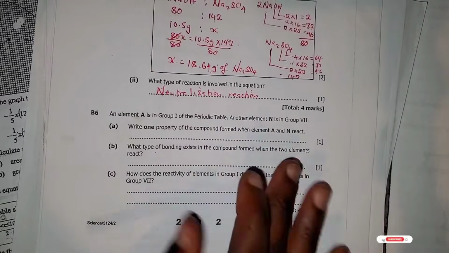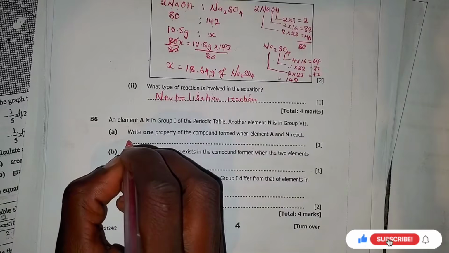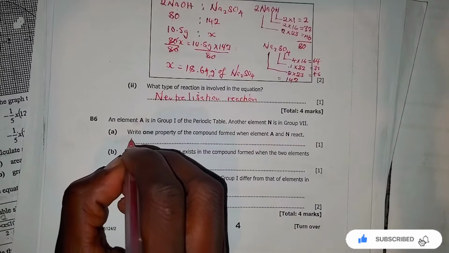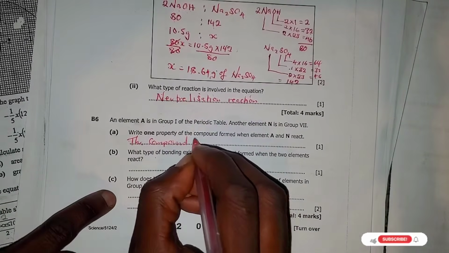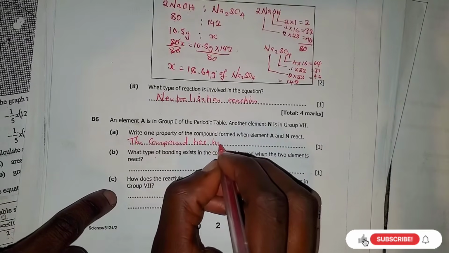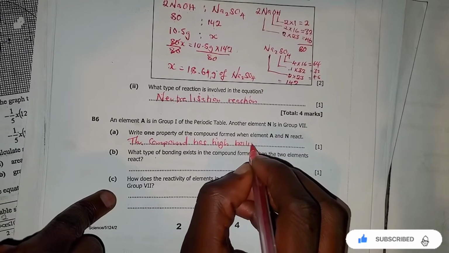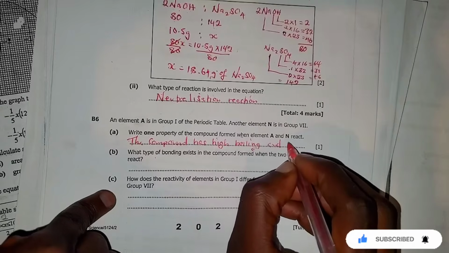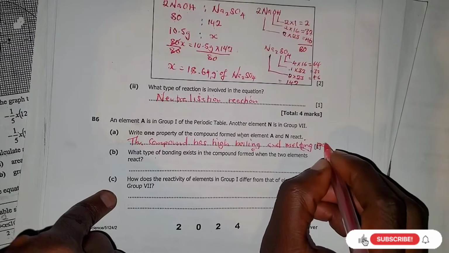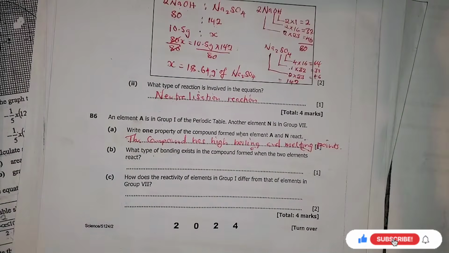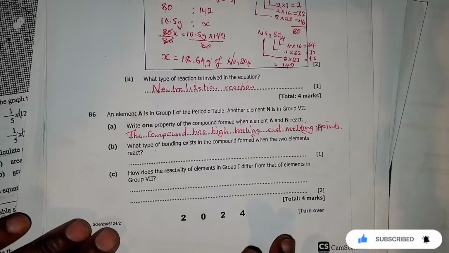So we can just write one. Let's just say the compound has high boiling and melting points. Okay, there are a lot. You need to know a number of properties of ionic compounds.